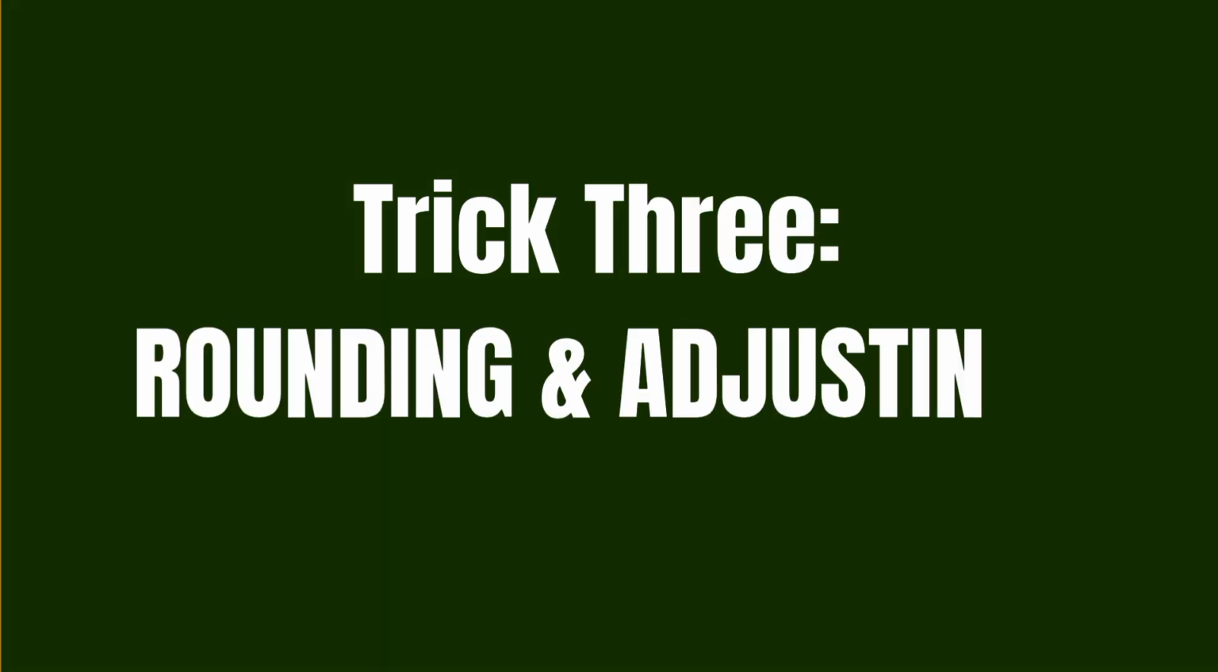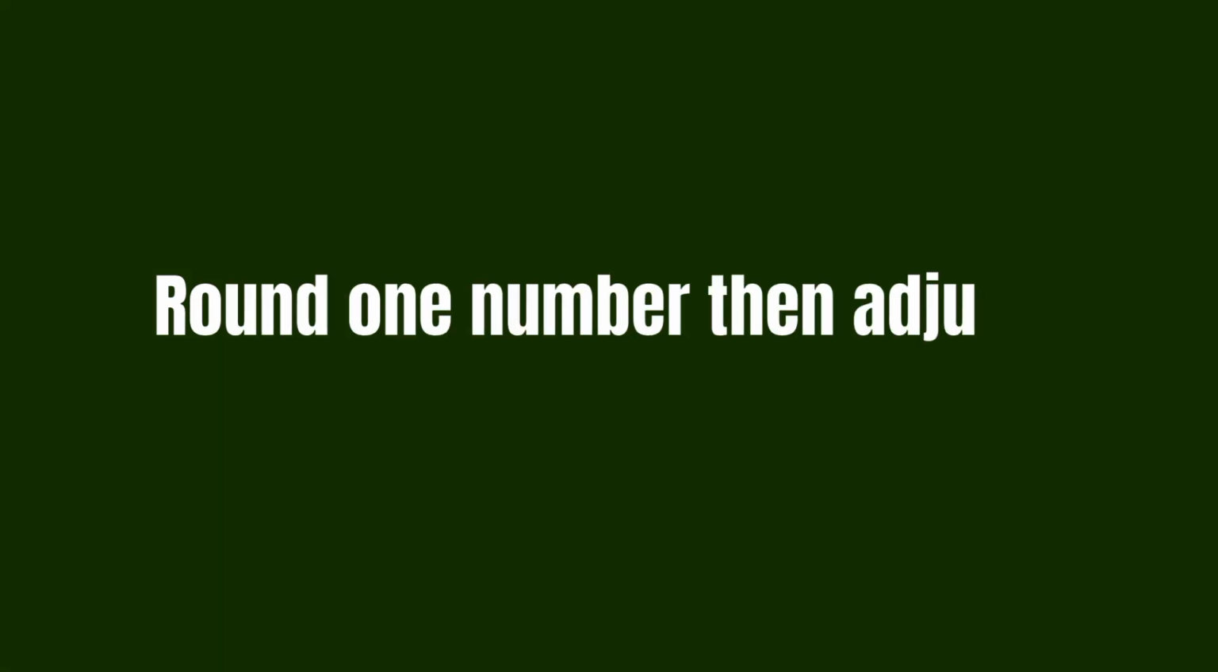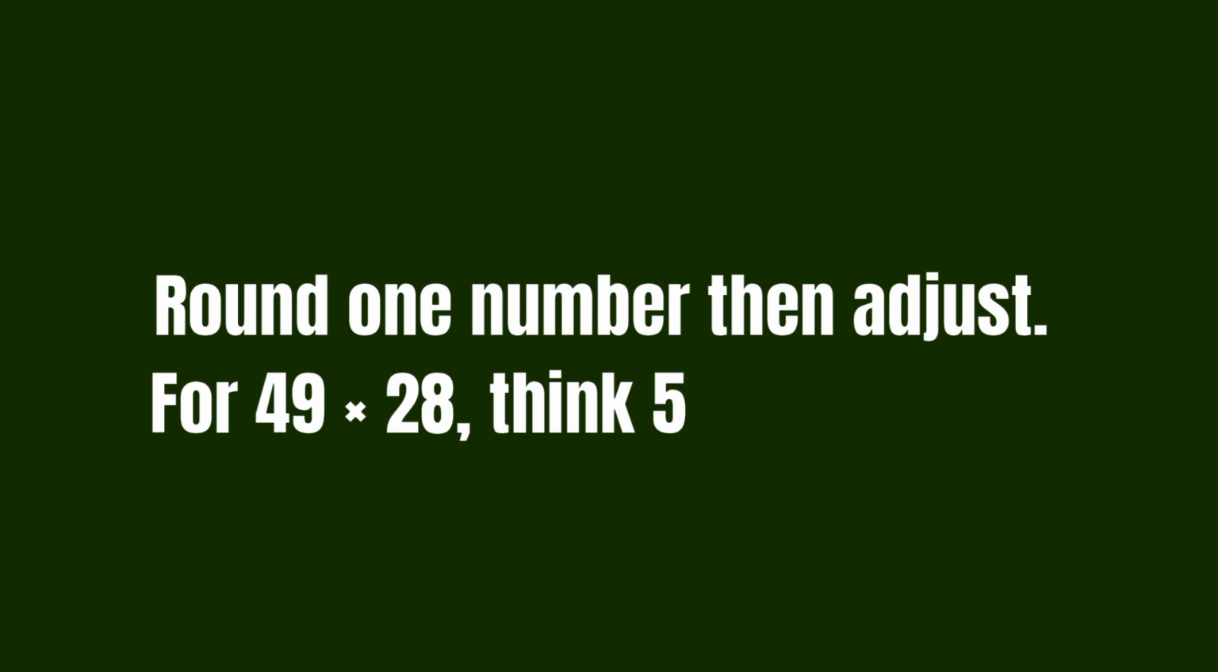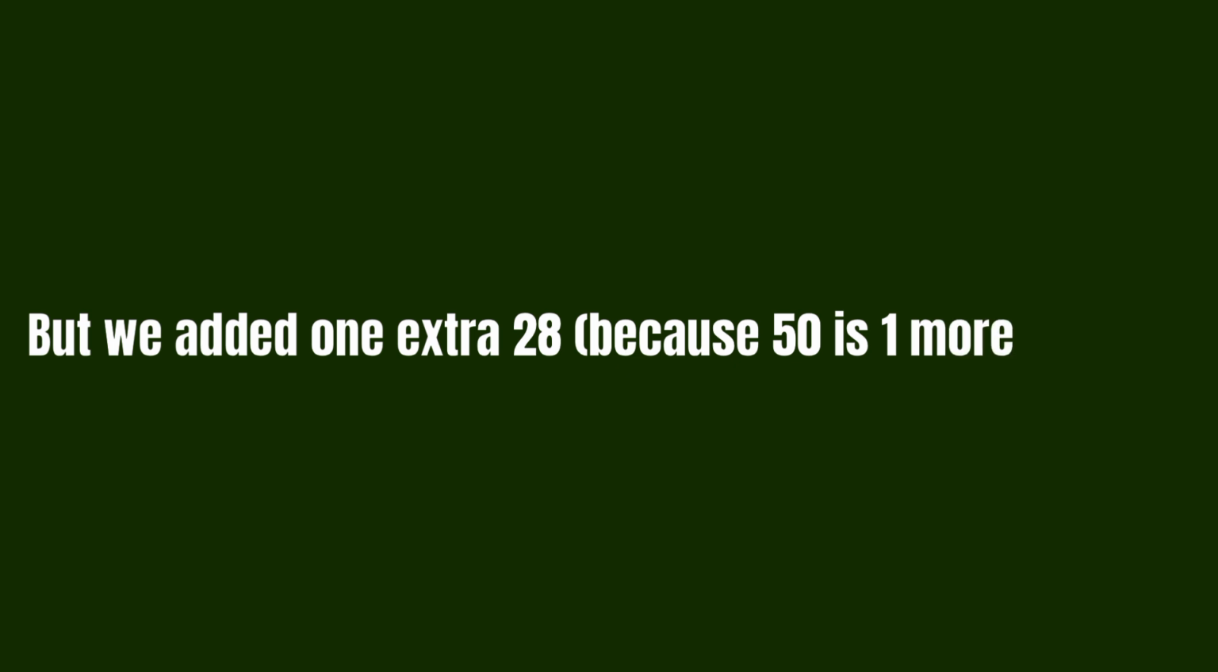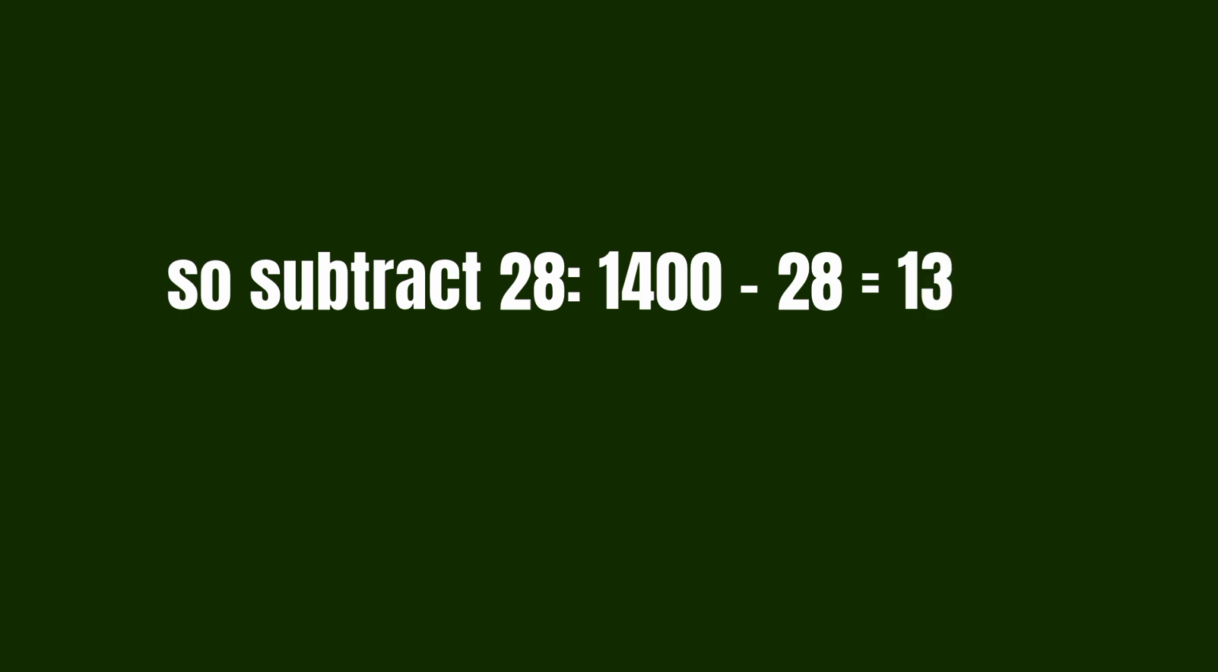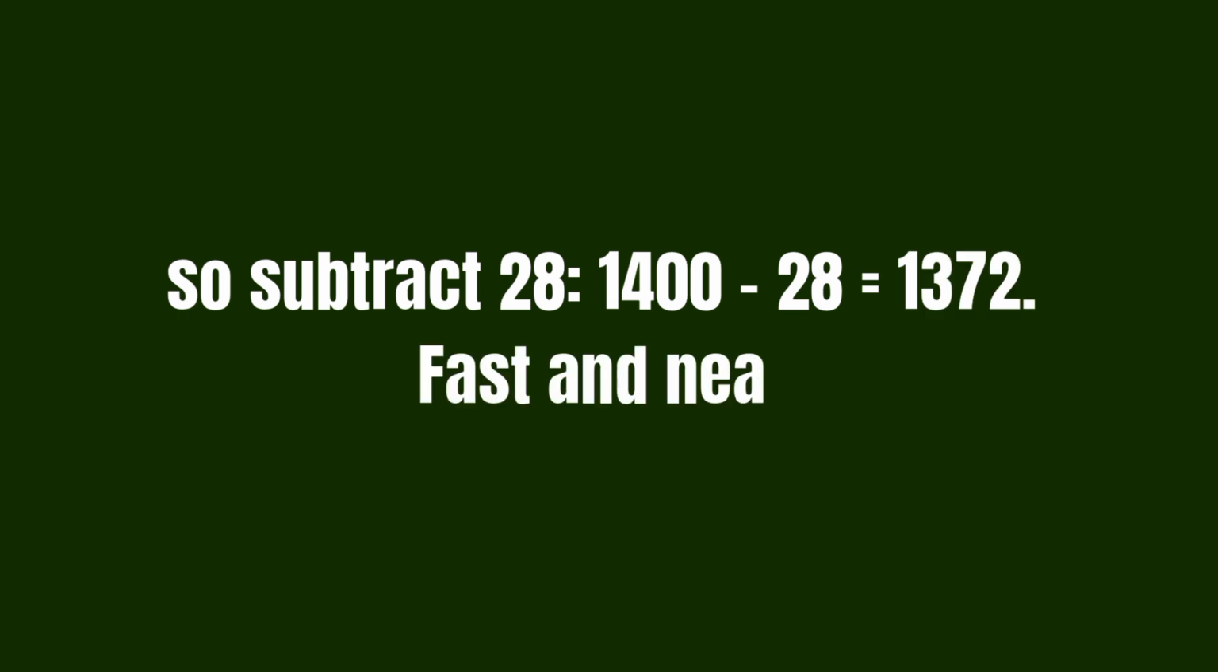Trick 3. Rounding and adjusting. Round one number, then adjust. For 49 times 28, think 50 times 28 equals 1400, but we added one extra 28 because 50 is one more than 49, so subtract 28. 1400 minus 28 equals 1372. Fast and neat.